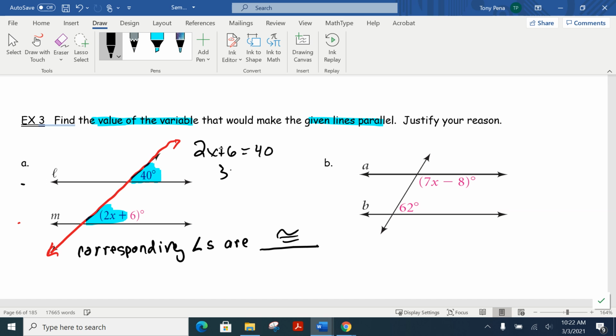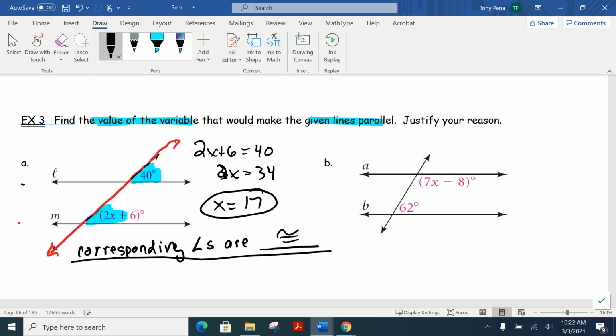Solve that. So we get our 2x equals 34. Divide by 2. If x equals 17, that would ensure that our corresponding angles are congruent. That would guarantee that the line L and the line M are parallel.